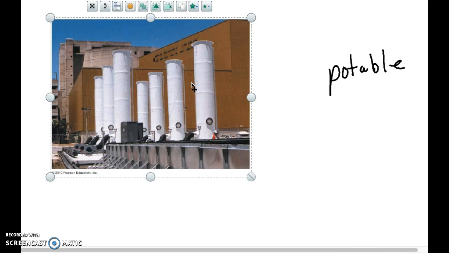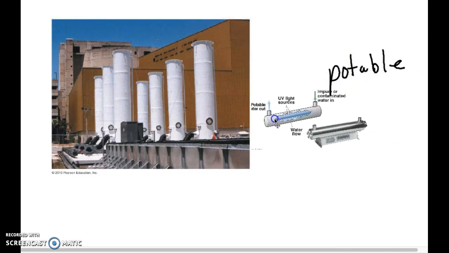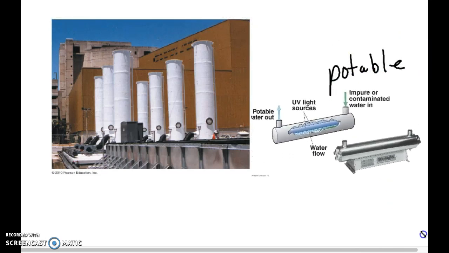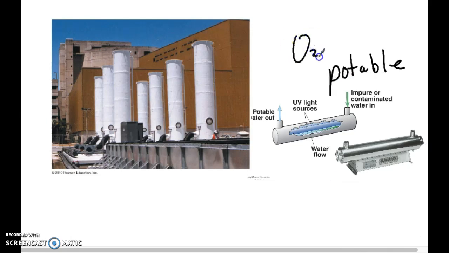In some places, they also use ozone. Ozone is basically just three oxygens hooked together. Ozone is just O3. If you bubble that through the water, it will kill a lot of the biological things that might be in it, just like the chlorine will also. It's basically bleach. It will kill those.